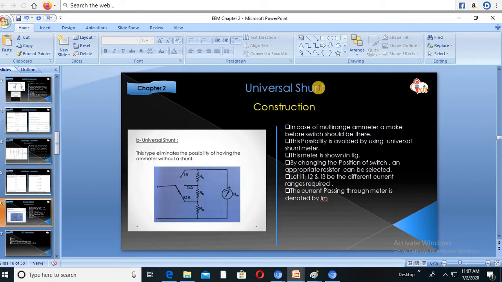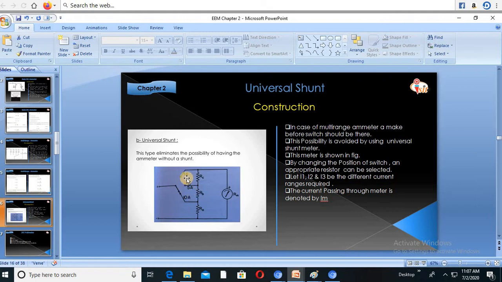Now the universal shunt. In the universal shunt, a make before break switch is used, which is not used in the multi-range ammeter. Here shunt resistances are not used. Listen carefully, without shunt resistances we can maintain different ranges here by using this switch.